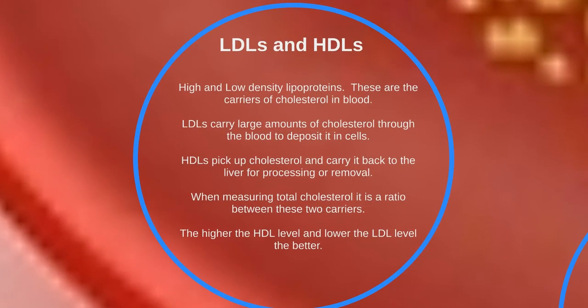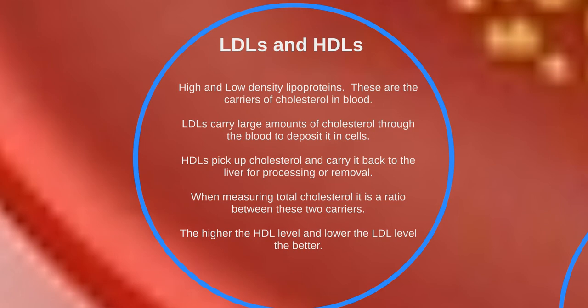So the two types of cholesterol are LDLs and HDLs, and one is very, very good for us, and one is not so good in large amounts. The low-density lipoproteins carry the waxy type cholesterol through the blood and deposit it in the cells and in the artery walls, whereas the HDLs, the high-density lipoproteins, pick up this waxy type cholesterol that's been deposited and take it back to the liver, and we can process it and remove it.